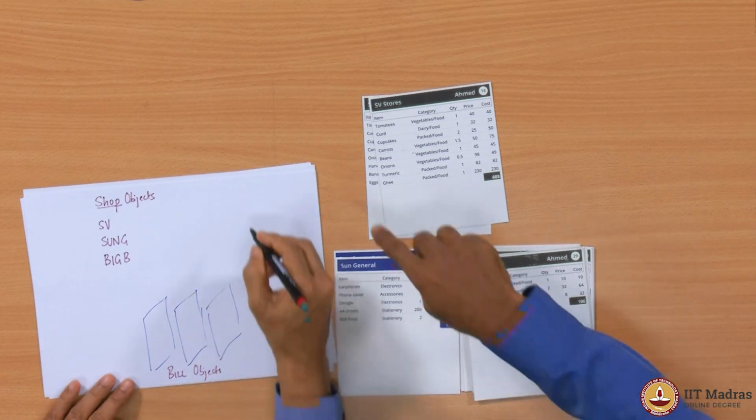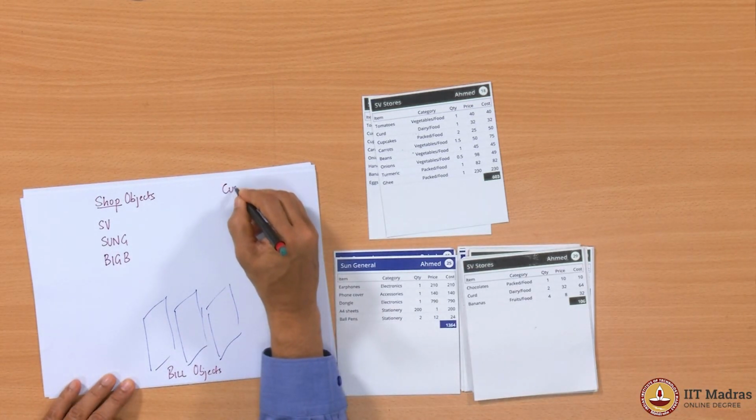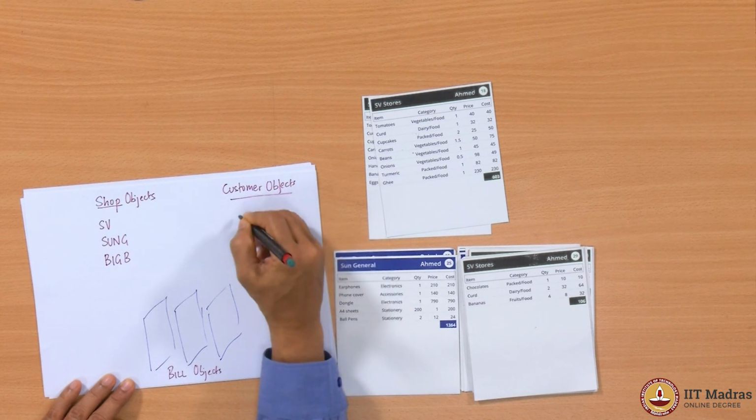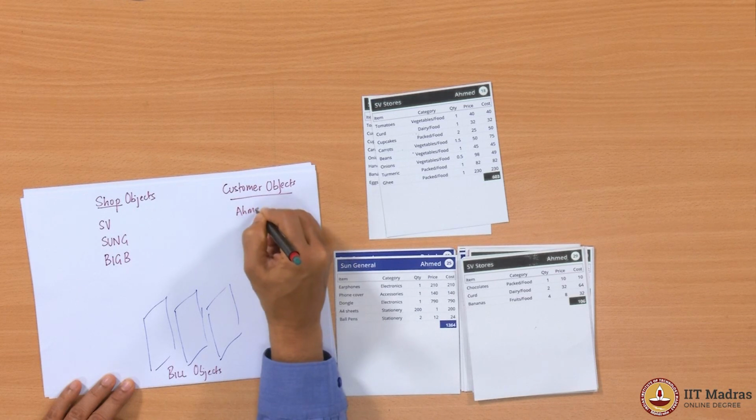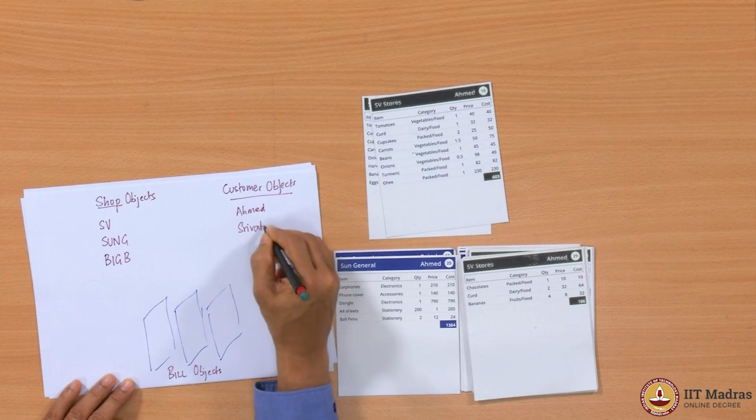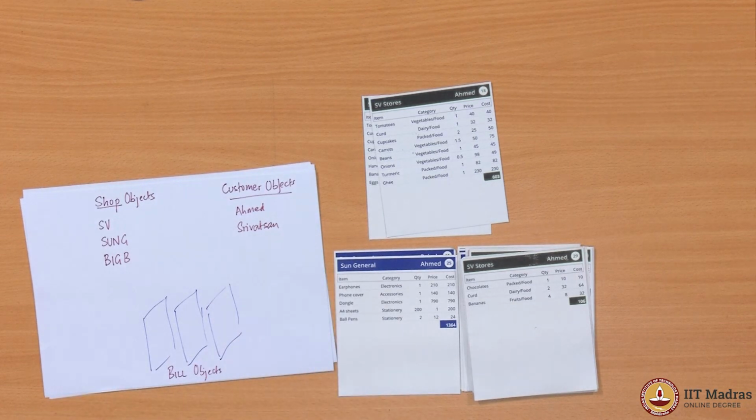And then we have one more thing, which is the customer object. Here again, for each customer, like Ahmed and all that, you have one box. Now you can ask Ahmed. Presumably you can ask Ahmed, right? Previously we were not thinking of it like that. Now I can go and ask Ahmed, hey Ahmed, tell me.